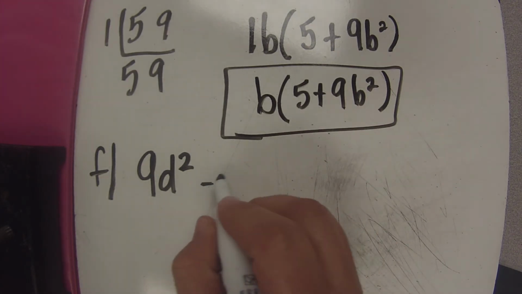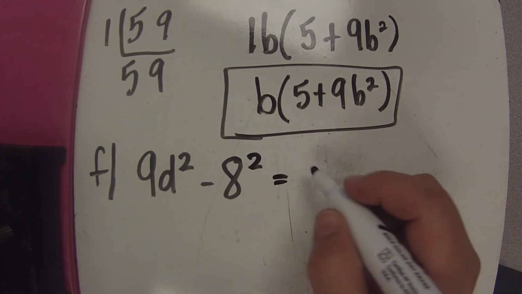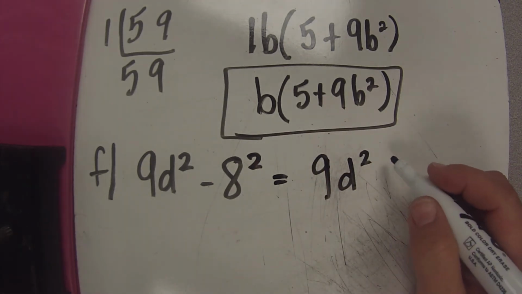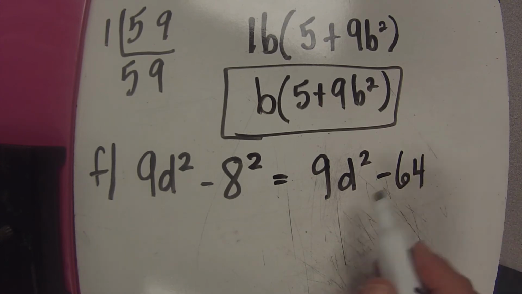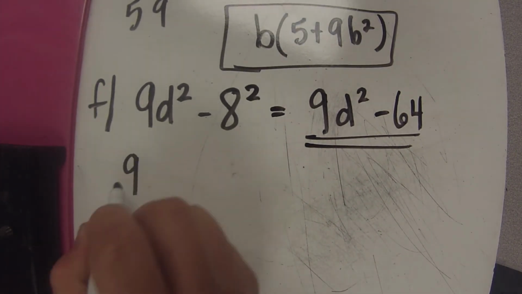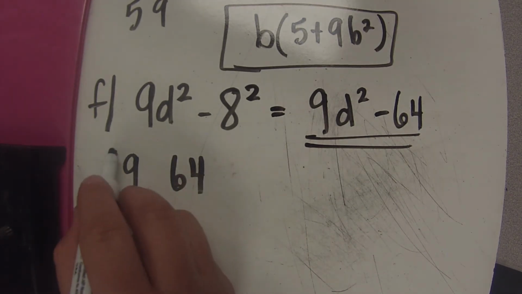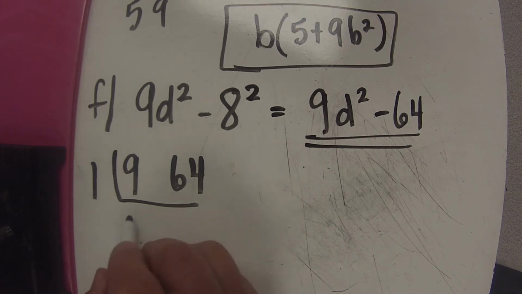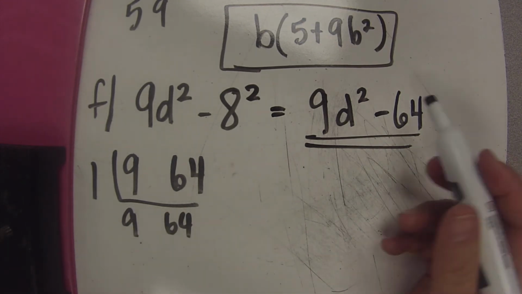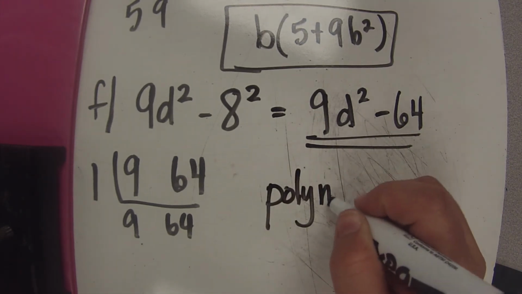9d squared minus 8 squared. Now, I'm going to go ahead and simplify this just a little bit more. This is the same thing as saying negative 64. So I'm going to simplify this pattern. Okay, so common numbers between 9 and 64 is just 1. Okay, these cannot be factored out. There is no greatest common factor besides 1. And since both of those do not have a d variable, this polynomial cannot be factored.